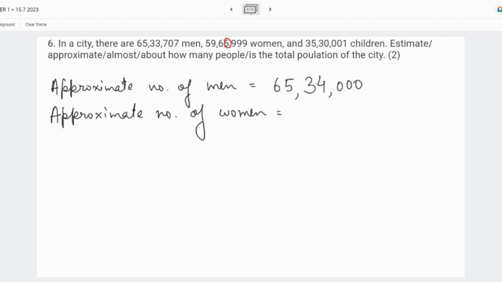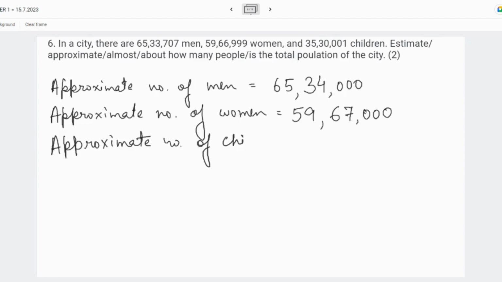Approximate number of women. Again, see, in the thousands place I have 6, and on the right hand side of 6 I have 9. So the 6000 will become 7000. We have seen these digits very commonly on the price tags, right? 6,999. Yeah, so we know this.